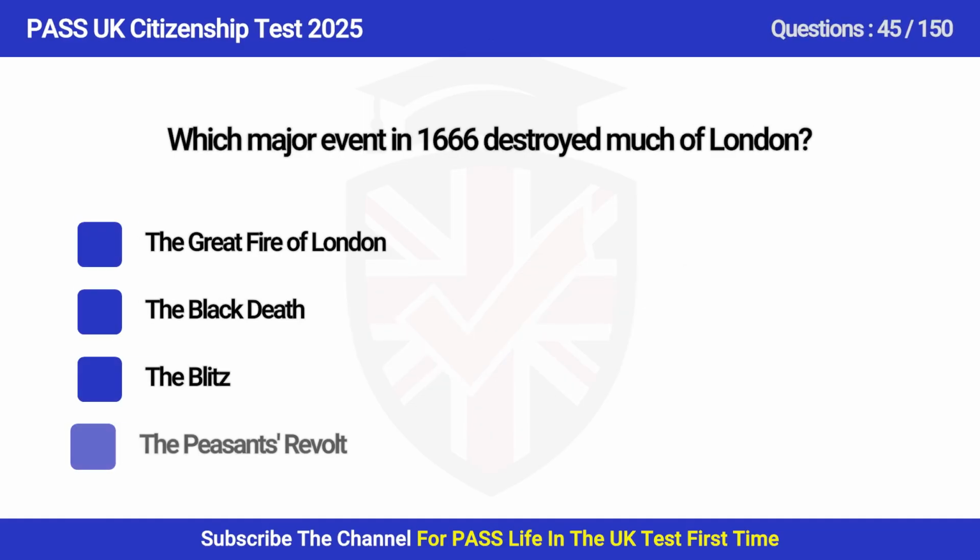Question 45. Which major event in 1666 destroyed much of London? A. The Great Fire of London. B. The Black Death. C. The Blitz. D. The Revolt.